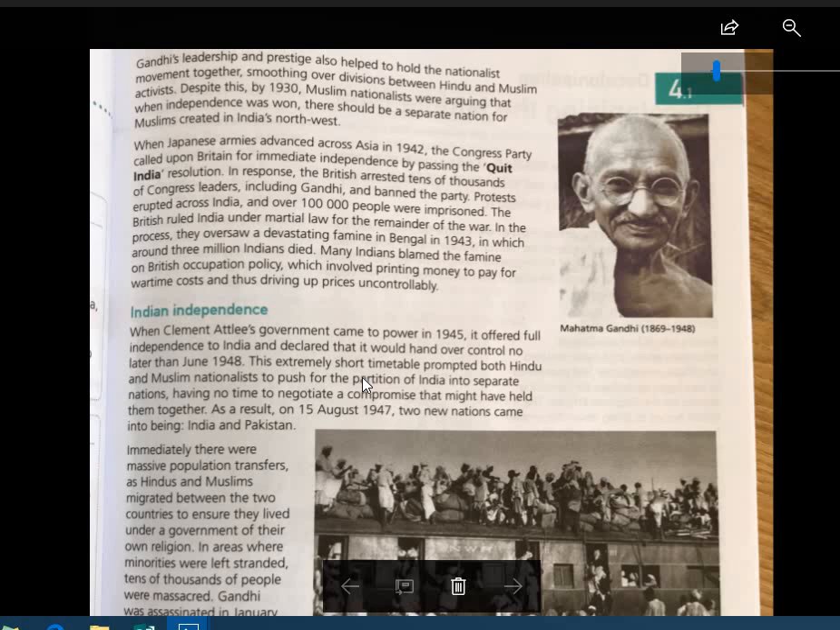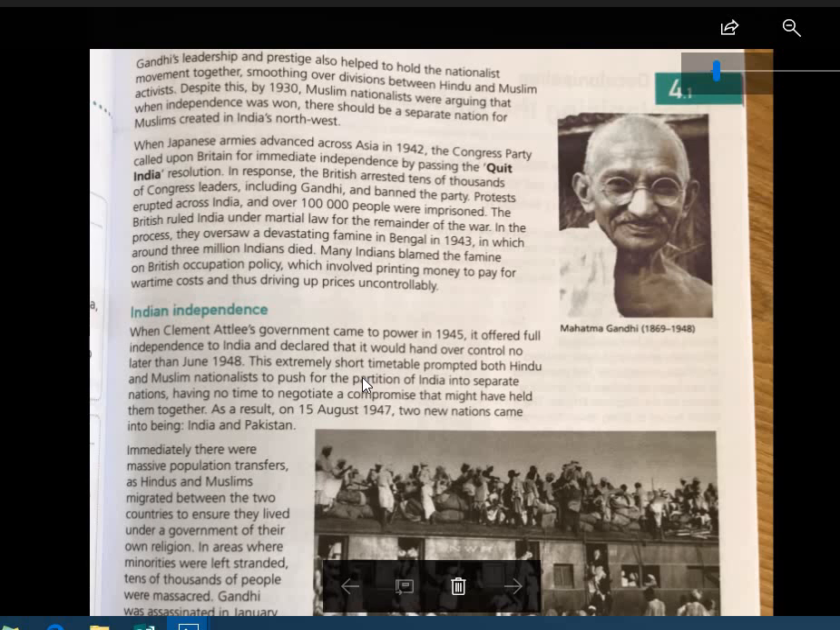Okay, so this is kind of happening at the same time. When Japanese armies advanced across Asia in 1942, the Congress Party called upon Britain for immediate independence by passing the Quit India Resolution. In response, the British arrested tens of thousands of Congress leaders, including Gandhi, and banned the Congress Party. Protests erupted across India, and over 100,000 people were imprisoned. The British ruled India under martial law for the remainder of the war.